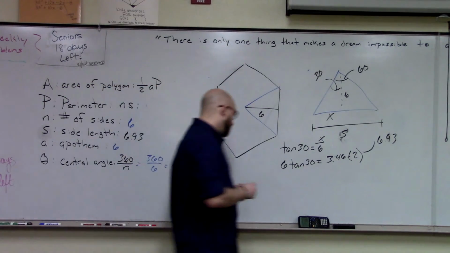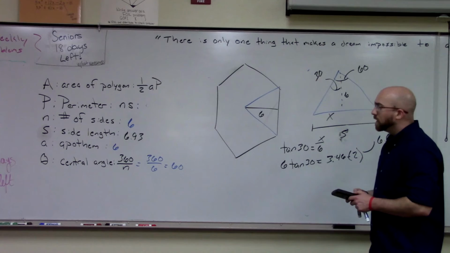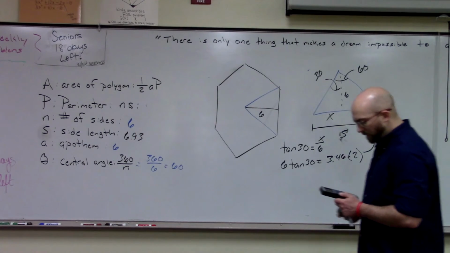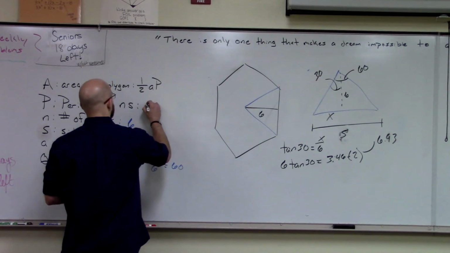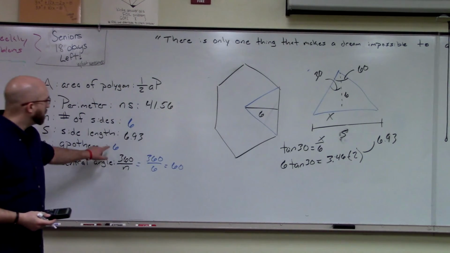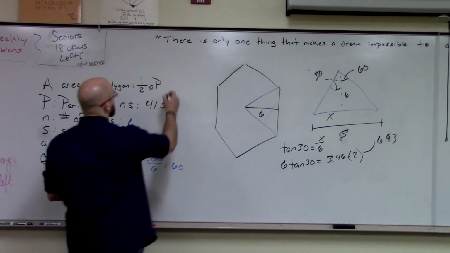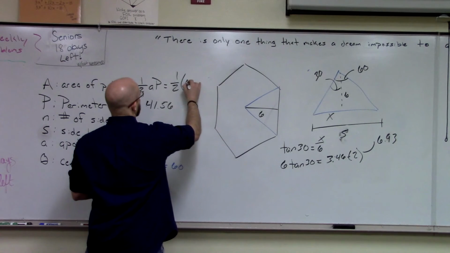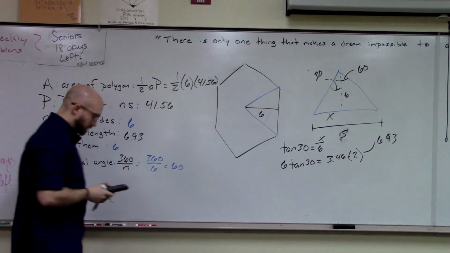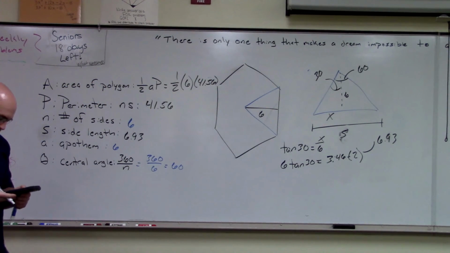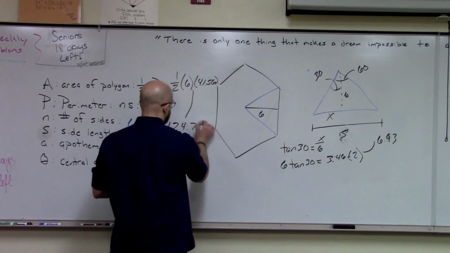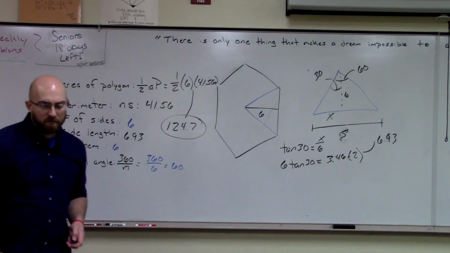And again, just plug in everything that we have. So find our perimeter first. Go multiply that answer by 6. You get 41.56. And then go ahead and multiply that by 6 again because we're going to plug it into this formula. And after we plug all that in, we get 124.7. So that's to find the area of another polygon.